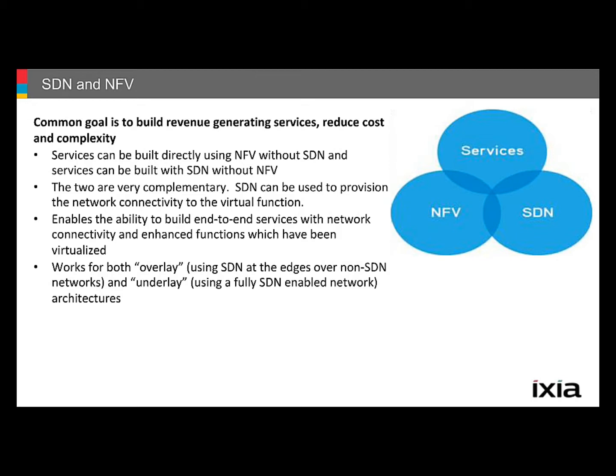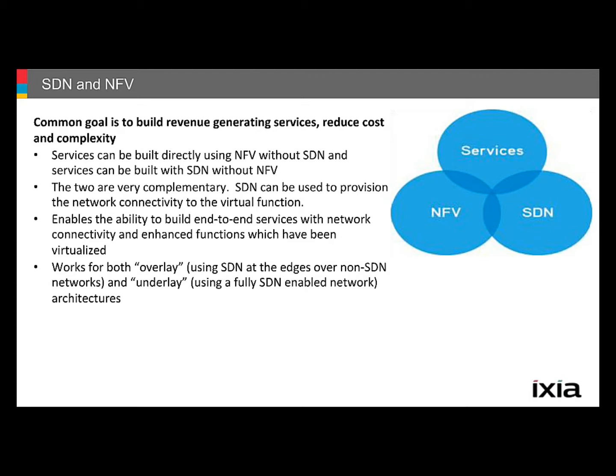So a very common question, and something that comes up often, is how does NFV compare or contrast with software-defined networking? Very quickly, both NFV and SDN have a goal of deploying services, and these services ideally will be reducing cost and reducing complexity. So services can be built directly with NFV without SDN, or services can be built with SDN without NFV. So the two can operate completely independently. However, they are very complementary, because if you think about the SDN layer, it's about provisioning the network and talking to the network.